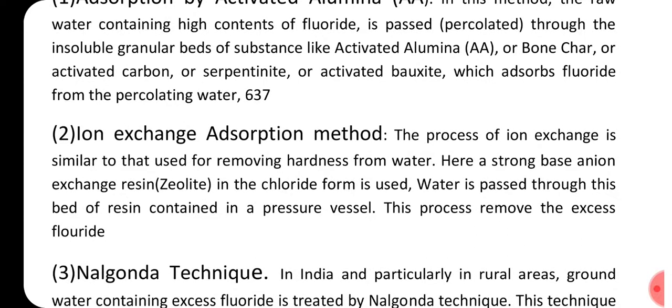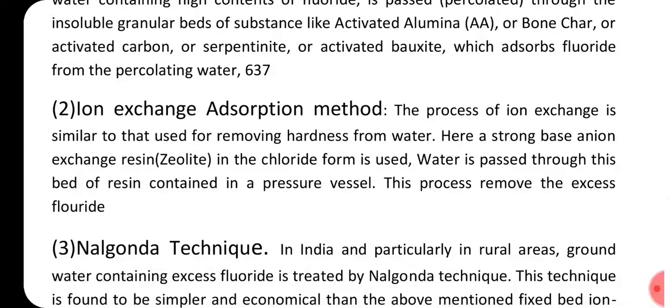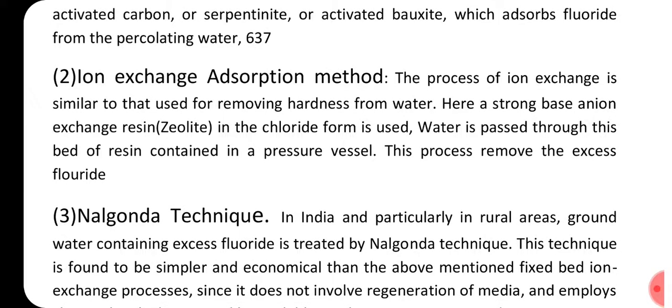Second is the ion exchange absorption method. This process of ion exchange is similar to that used in removing the hardness from water. We saw hardness, and we used zeolite, so it works on the zeolite type. Here a strong base anion exchange resin, that is zeolite, in the chloride form is used. Water is passed through this bed of resin contained in a pressure vessel. This process removes the excess fluoride. It's very simple.